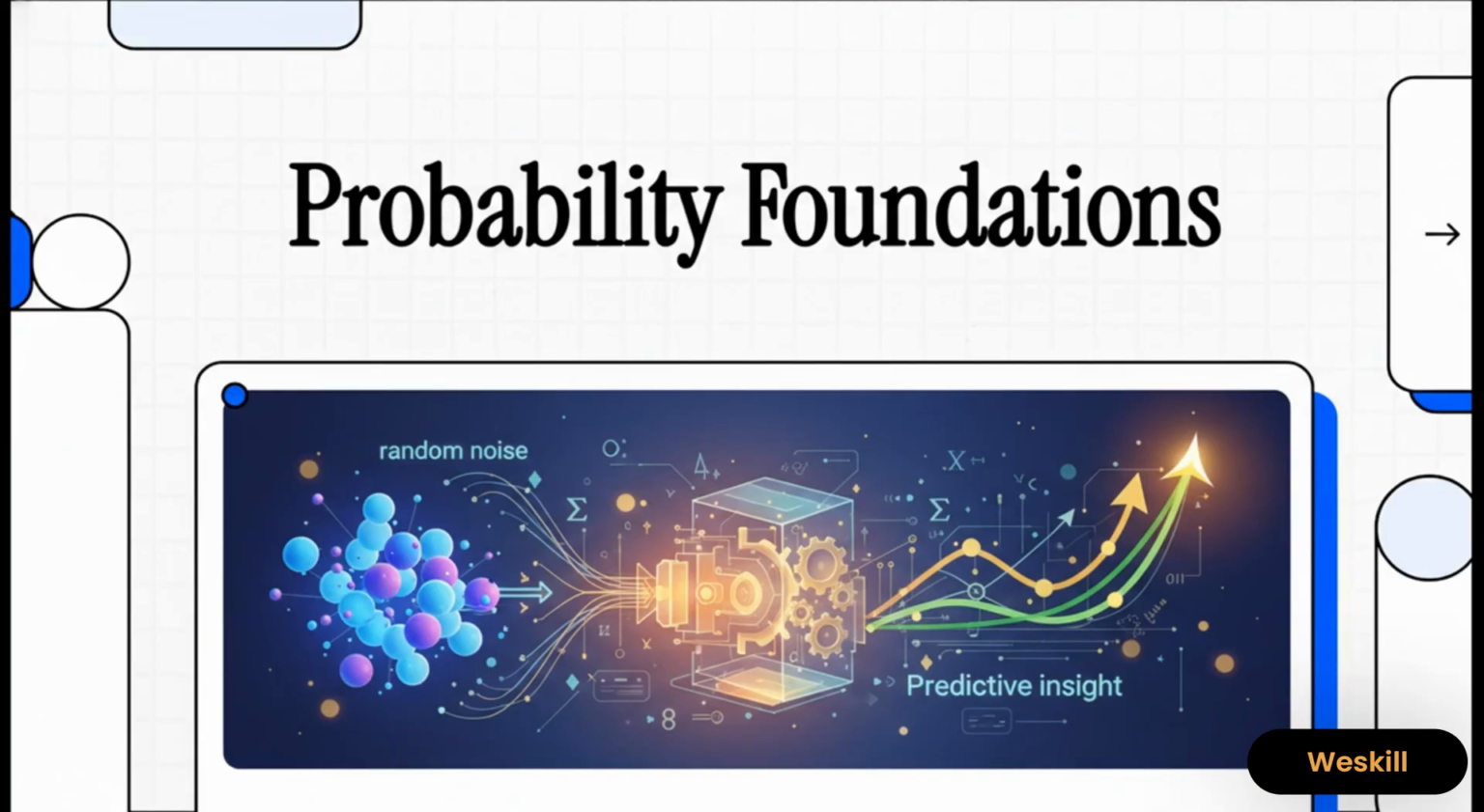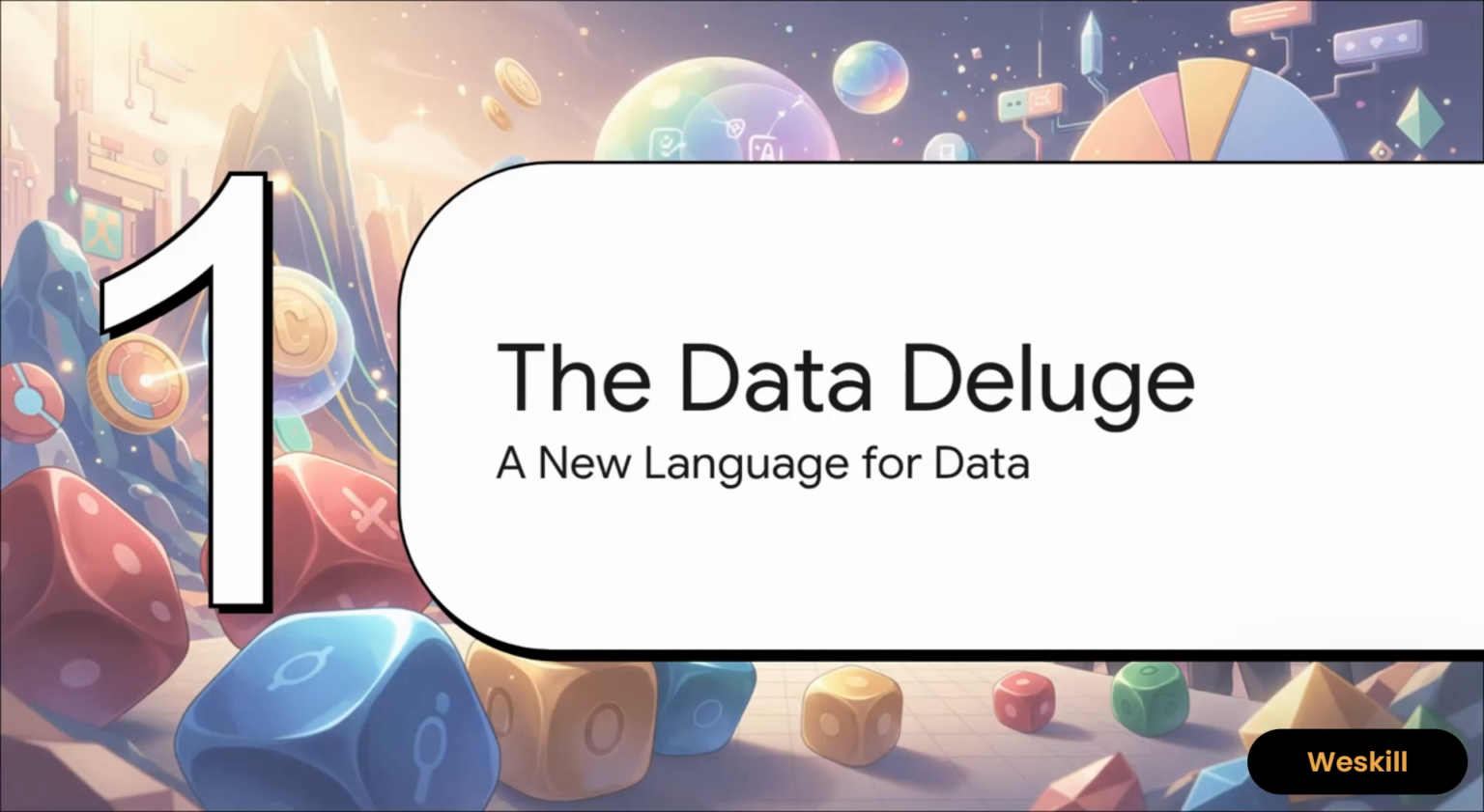Welcome to The Explainer. So today we're going to break down the foundational language of data science. It's all about understanding uncertainty, how we turn what looks like random noise into actual predictive insight. All right, so let's jump right in.